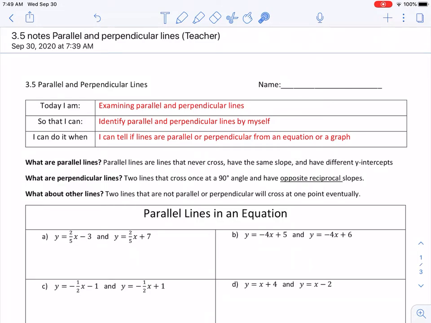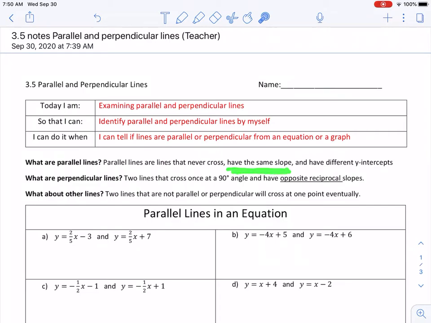So what are parallel lines? Parallel lines are lines that never cross. They have the same slope and they have different y-intercepts. So on a graph, we're going to look for lines that never cross. They would run side by side with each other because they have the same slope.